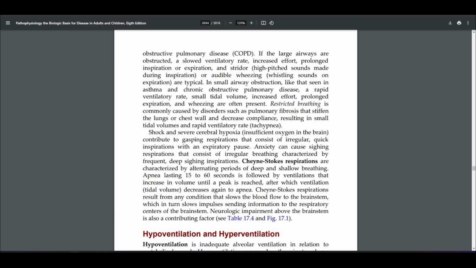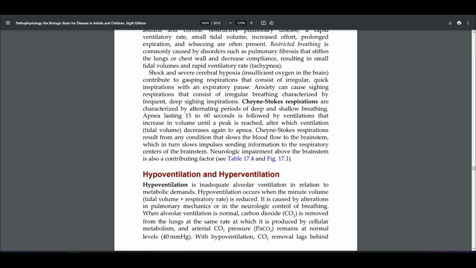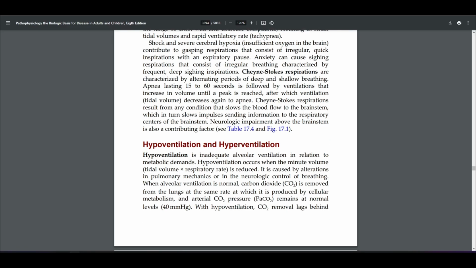Cheyne-Stokes respirations are characterized by alternating periods of deep and shallow breathing. Apnea, lasting 15 to 60 seconds, is followed by ventilation that increases in volume until a peak is reached, after which ventilation decreases again to apnea. Cheyne-Stokes respiration results from a condition that slows the blood flow to the brainstem, which in turn slows impulses sending information to the respiratory center of the brainstem. Neurologic impairment above the brainstem is also a contributing factor.